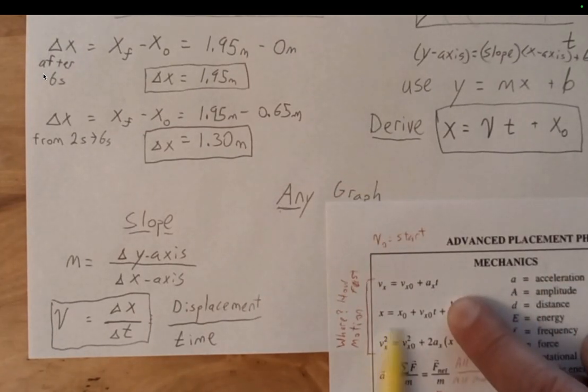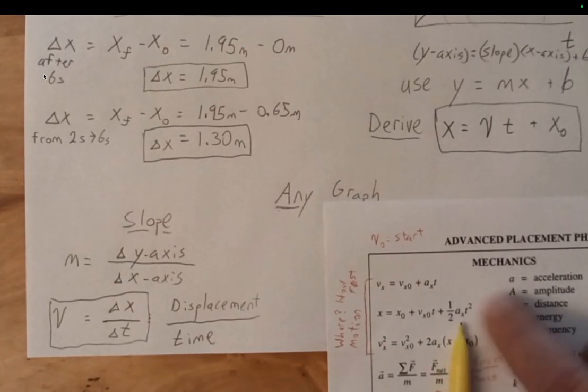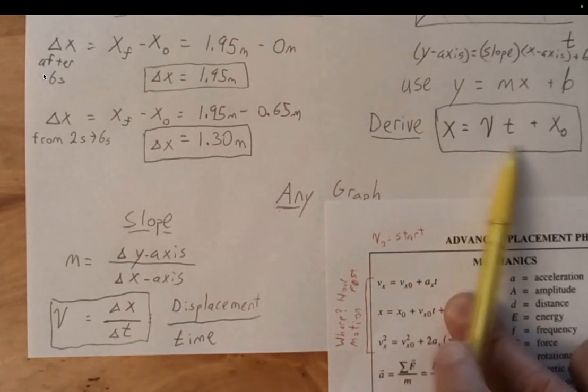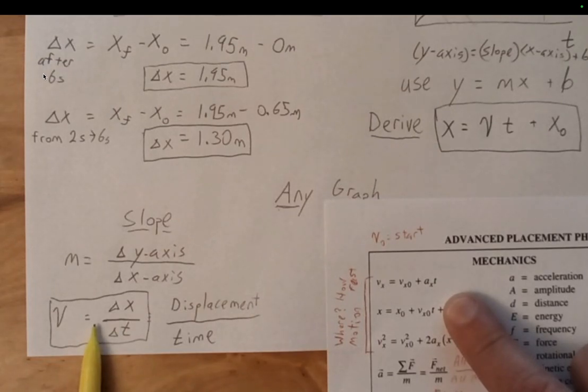And if I remove this back term, this 1/2 at squared, this a is for acceleration. So there's no acceleration. So the equation we derived, x equals v times t plus x naught, is equal to x. So we were able to derive this equation. And if we were to solve for this velocity v, it would be x minus x naught divided by time, which would be the slope of this graph. So we have the change in the position over the change in time, which would be our displacement over time to be our velocity. And that's how we can get it with this equation here.